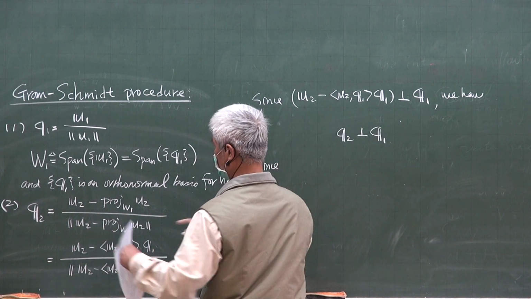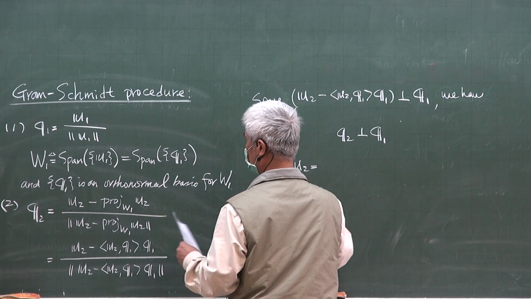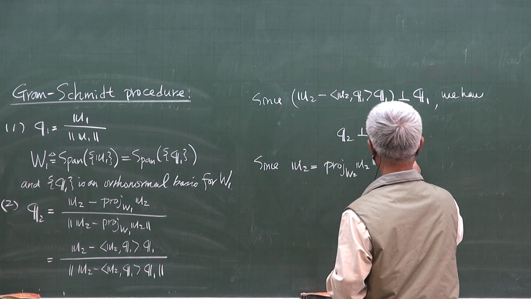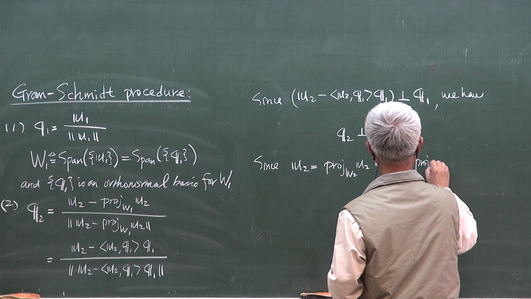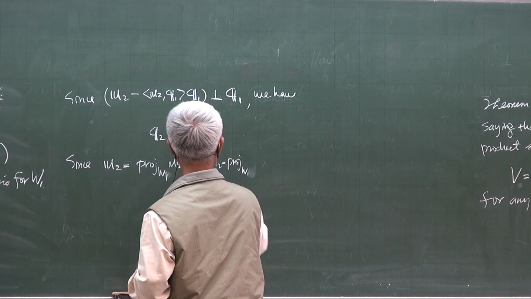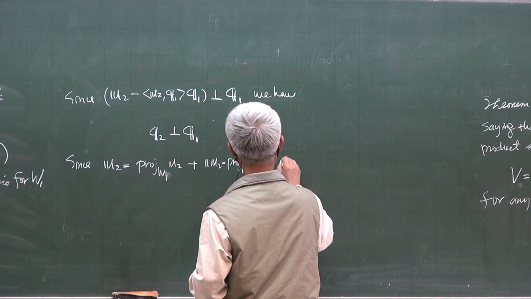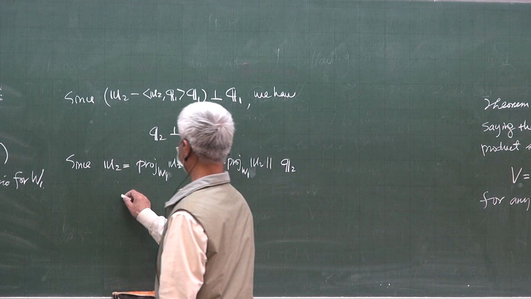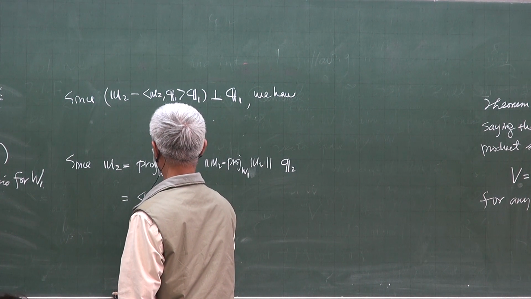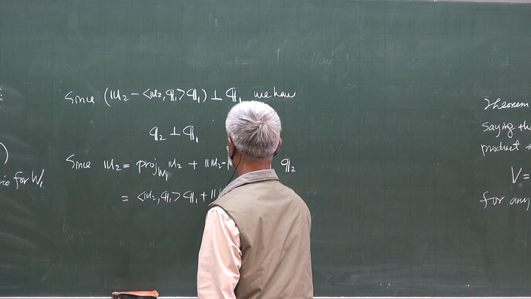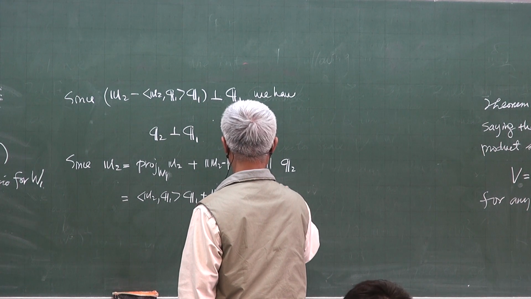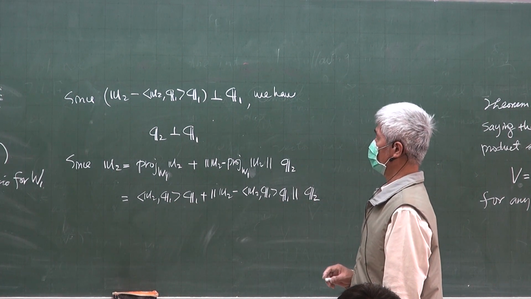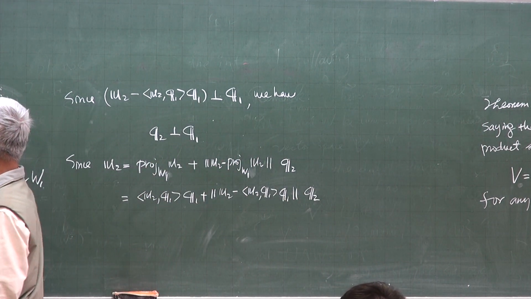Also, since from here we know Q2 is equal to the projection plus U2 minus the projection of U1 times U2. And this is equal to U2 Q1 plus U2 minus U2 Q1 Q2. So it's a linear combination of Q1 and Q2. Alright? And U1 is also a linear combination of Q1 and Q2.